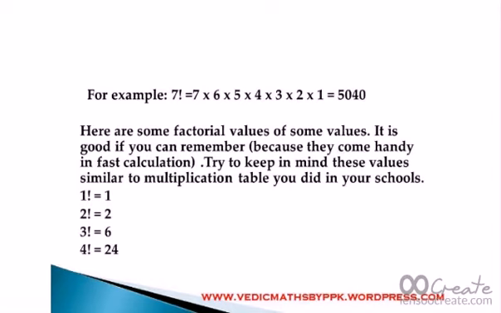Let's consider 7 factorial. It's nothing but the product of numbers from 7 to 1. We get it as 5040 by normal multiplication. I suggest you all memorize these factorials so they come in handy for fast calculations in various competitive examinations.